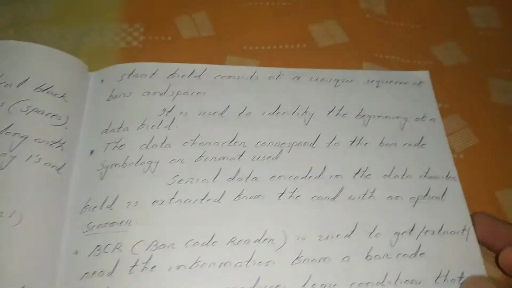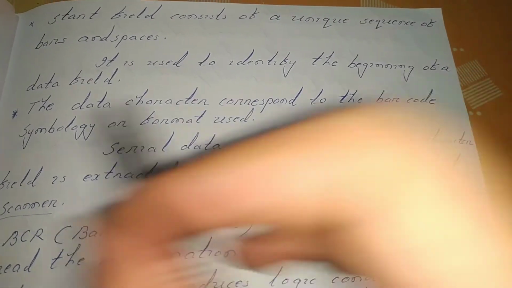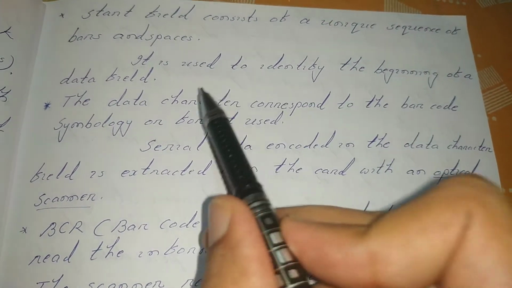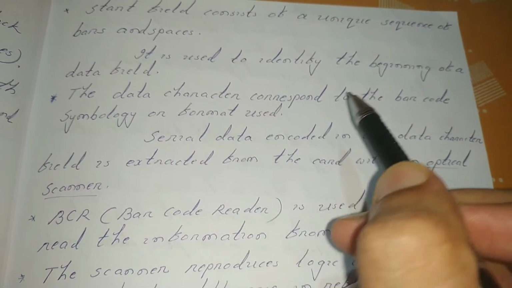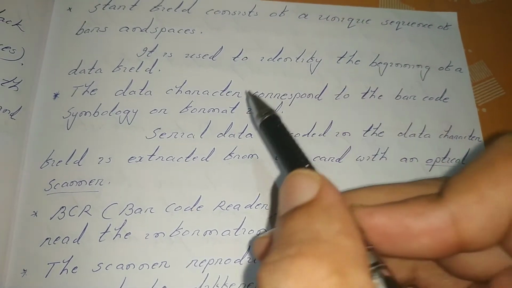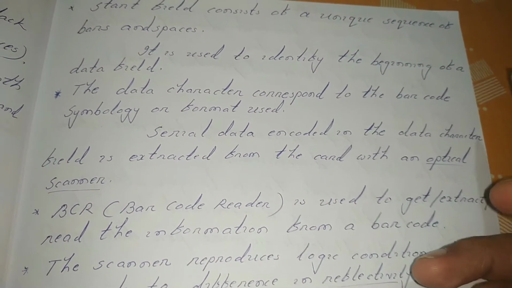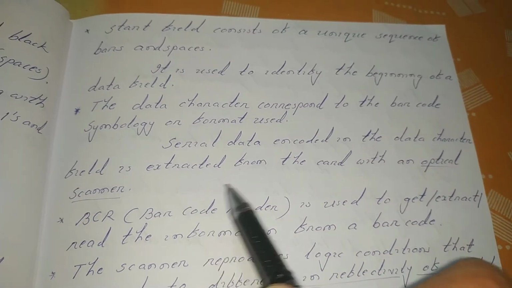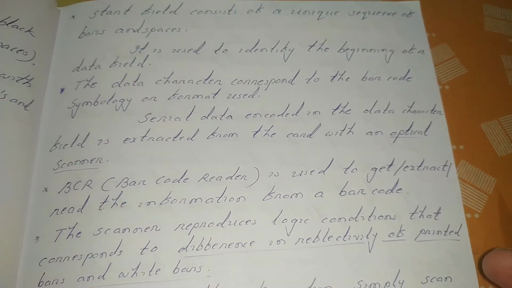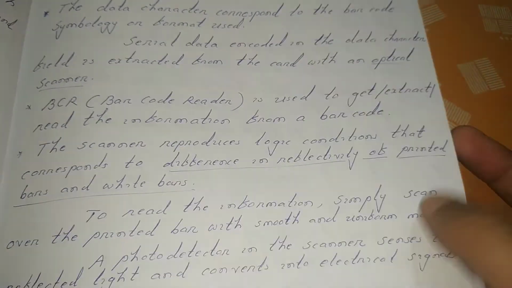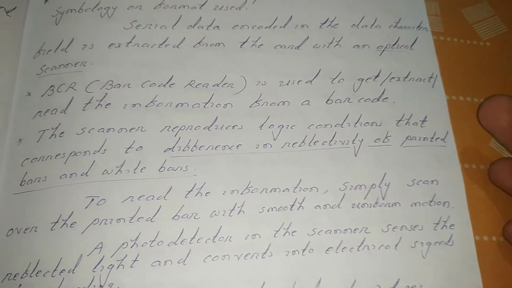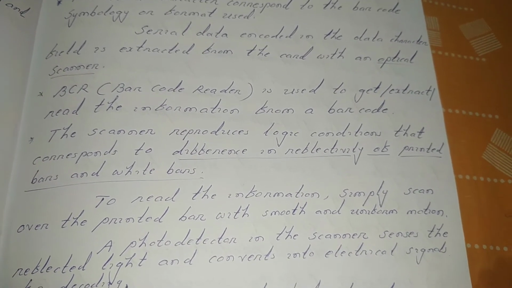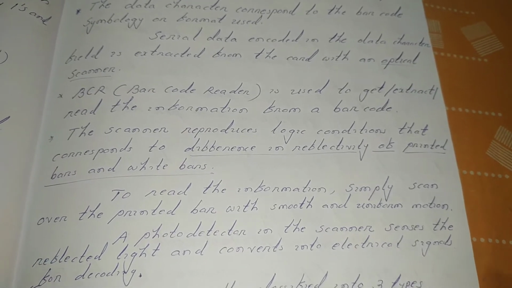Next, see here, the start field consists of what? A unique sequence of bars and spaces that is used to identify the beginning of a data field. Already I have told you. Then the data character corresponds to the barcode symbology or the format used. The serial data that is encoded in the data character field is extracted from the barcode with an optical scanner. You might have heard the term BCR, barcode reader, that is basically used to read the information from a barcode.